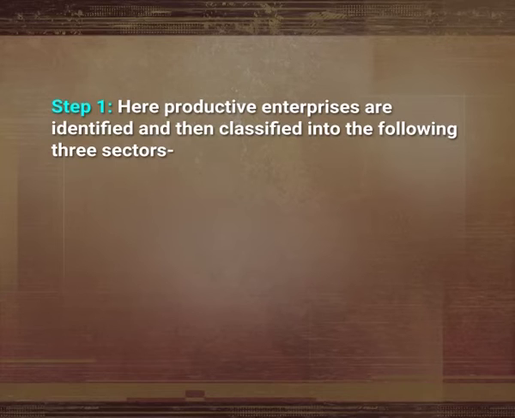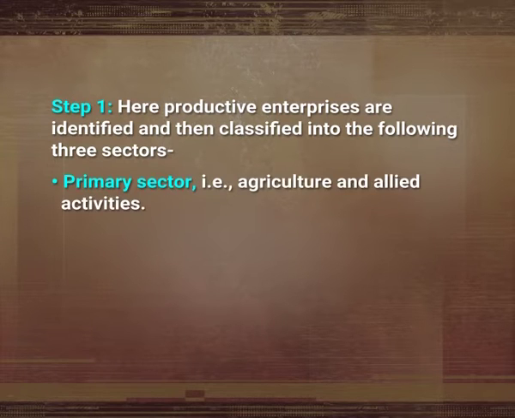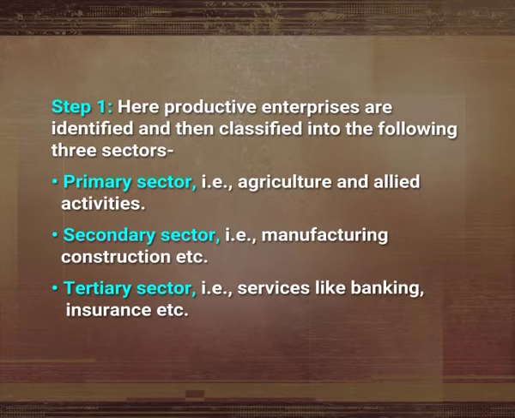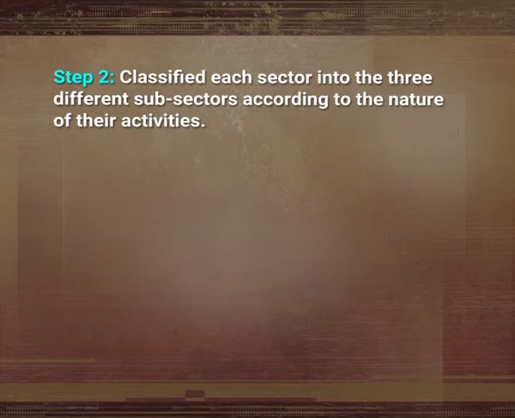Steps and precautions in value added method. The following are the measures used in the value added process of calculating an economy's national income. Step 1. Here productive enterprises are identified and then classified into the following 3 sectors: primary sector, that is agriculture and allied activities; secondary sector, that is manufacturing, construction, etc.; tertiary sector, that is services like banking, insurance, etc. Step 2. Classify each sector into 3 different subsectors according to the nature of their activities.